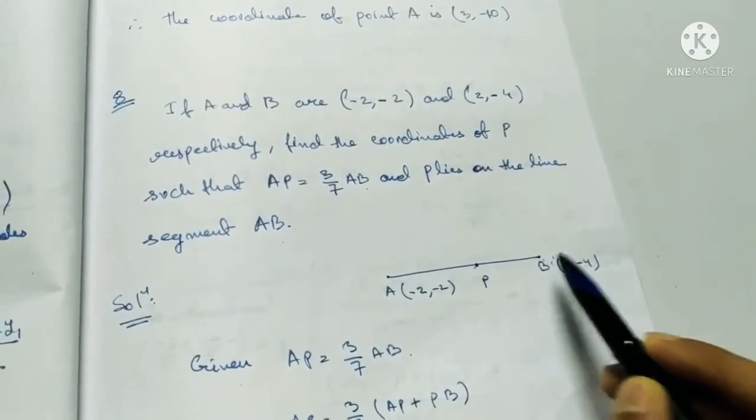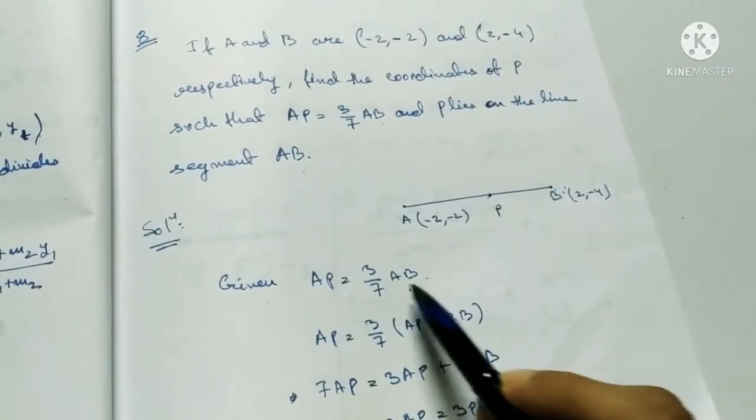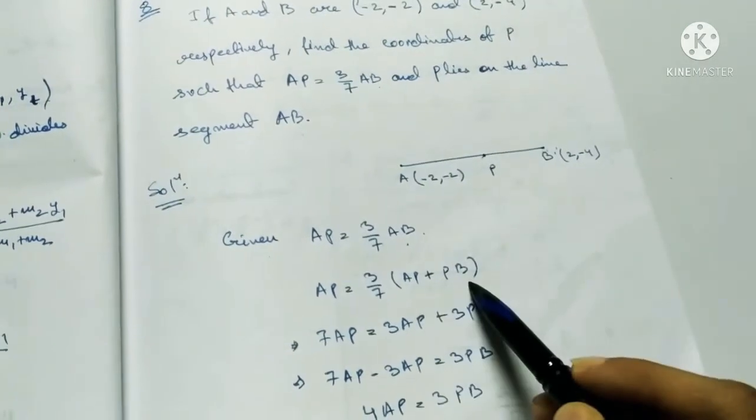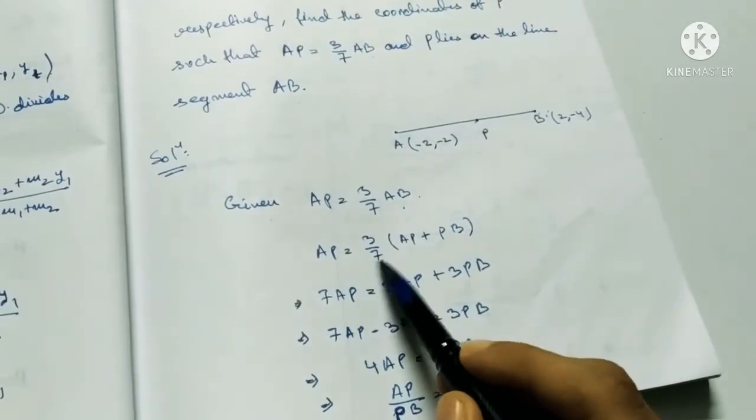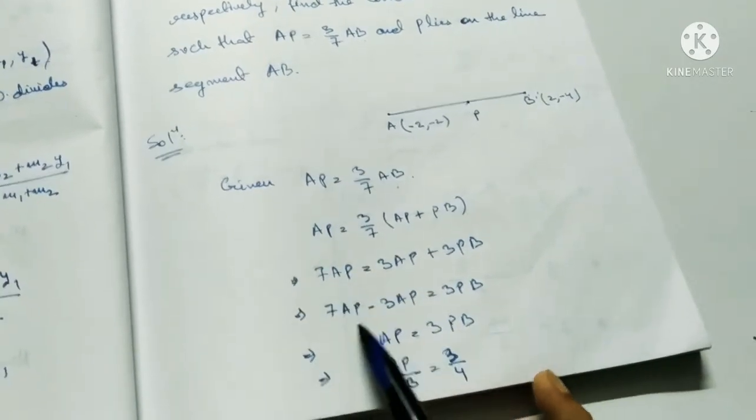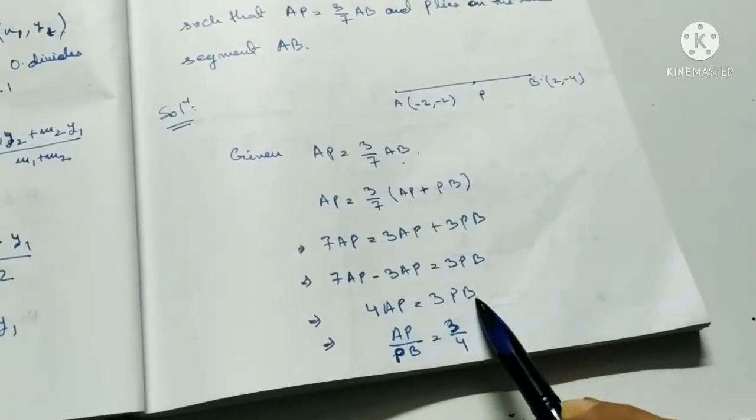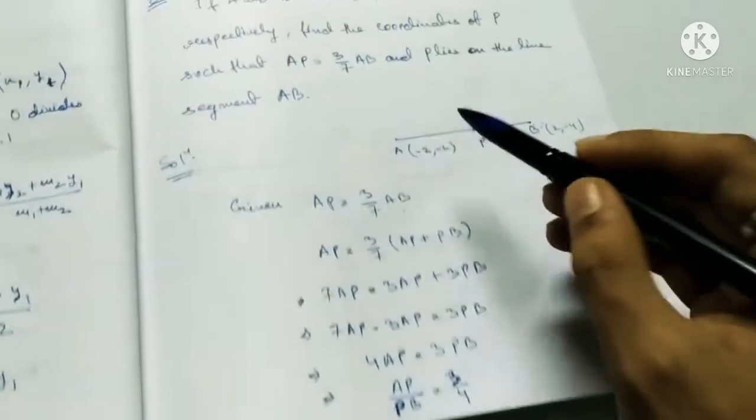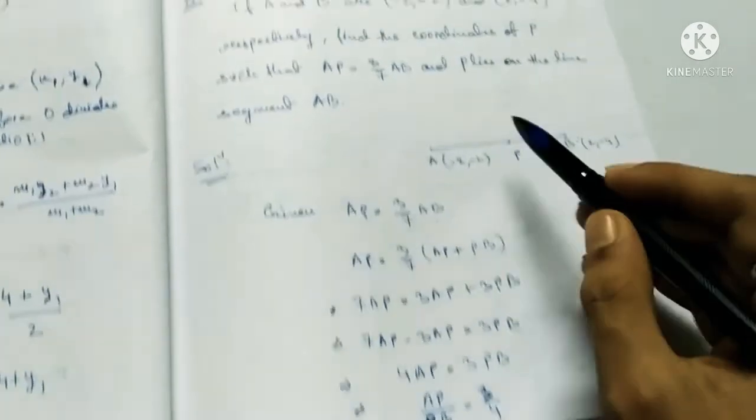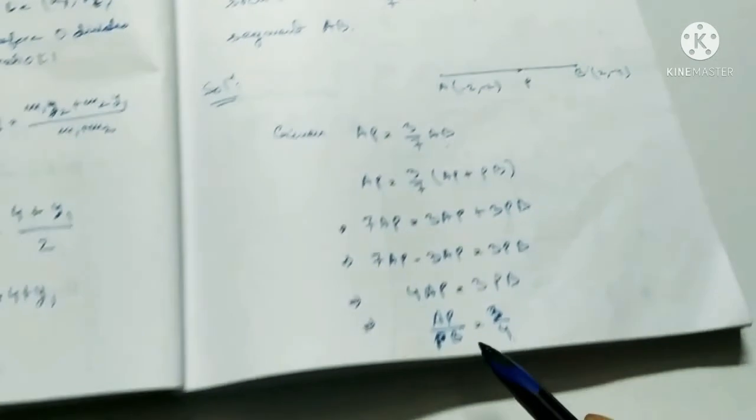Understand? That means in here what I got? This one, 3 by 7 of AB. AB I can write as AP plus PB. So this 7 if I send that side and multiply by 3, I will get this one. AP I will send that side, then I will get 4AP is equal to thrice PB. Now AP by PB is equal to 3 by 4. That means this point divides this line segment in the ratio 3:4.